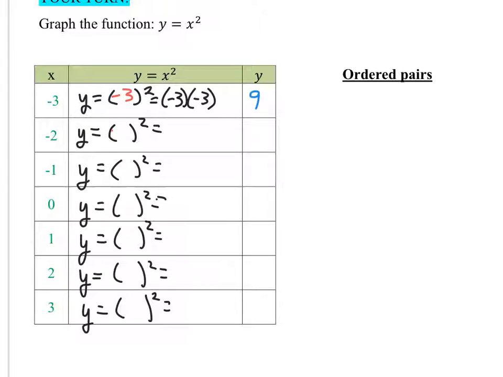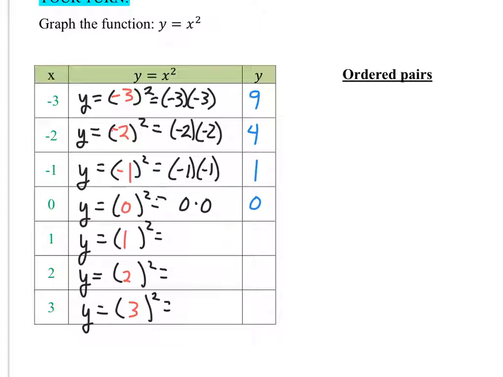Okay, so I'm going to put in -2, -1, 0, 1, 2, and 3. So -2 squared is -2 times -2, which is +4. -1 squared is -1 times -1, which is +1. 0 squared is 0 times 0, which is 0. 1 squared is 1 times 1, which is 1. 2 squared is 2 times 2, which is 4. So you see some repeated values. And then 3 squared is 3 times 3, which is 9.